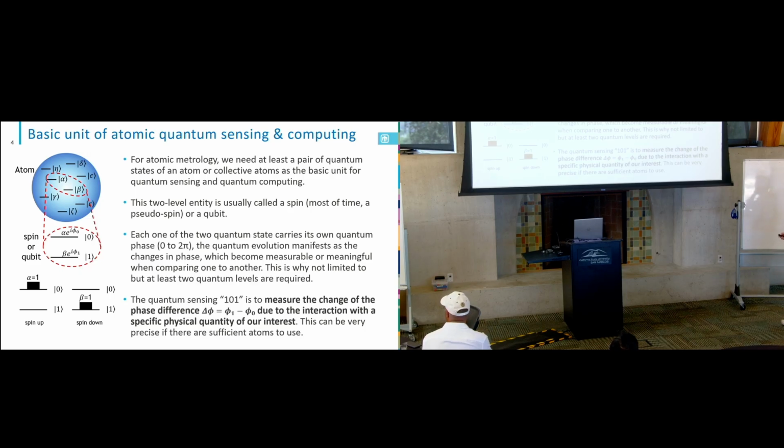So quantum sensing 101 is we try to measure the phase difference between the 2 states due to the interaction with a specific physical quantity. That can be time, magnetic field, electric field, acceleration, and rotation. But regardless of what physical quantity we're talking about, it's all about measuring the phase or the frequency. All right? So if we have enough atoms, you can determine this quantity very precisely. And that's how we're going to achieve very precise atomic metrology.